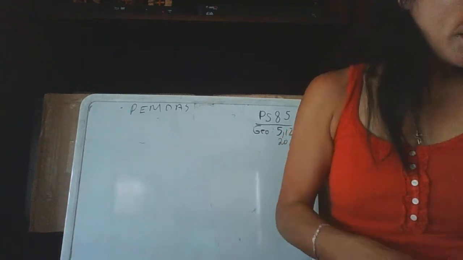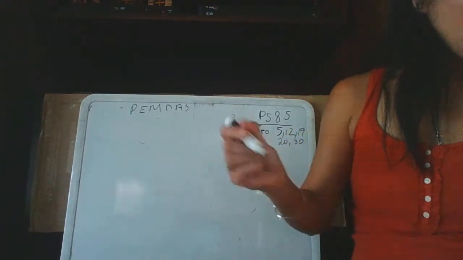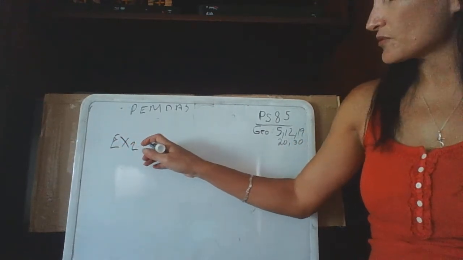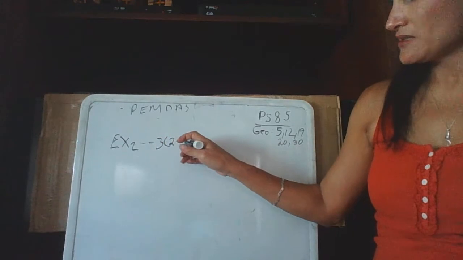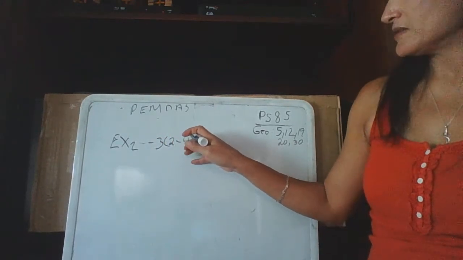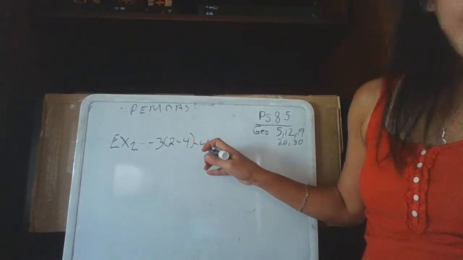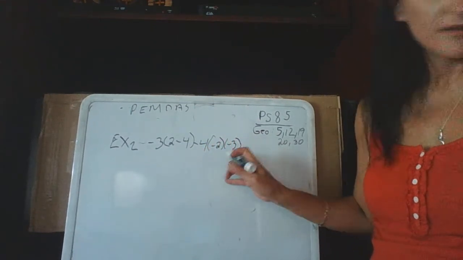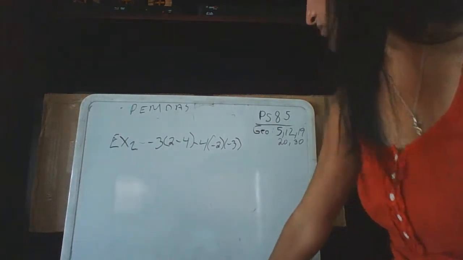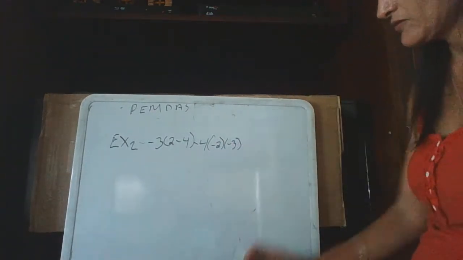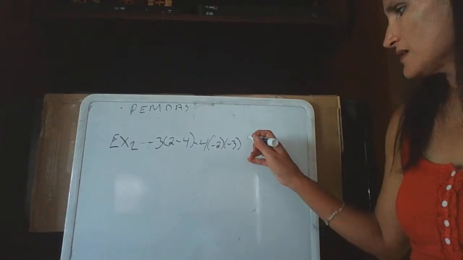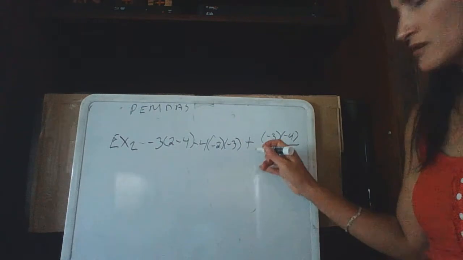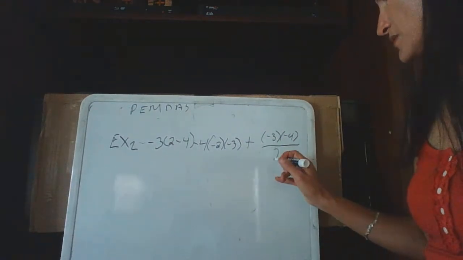All right, of course, number 2 is a little bit longer, and it says -3, 2 minus 4, and then -4, -2, -3, and then I'm going to have to erase this part of it so I can have room, and it's going to be plus -3, -4 in the numerator, all over 2, okay?